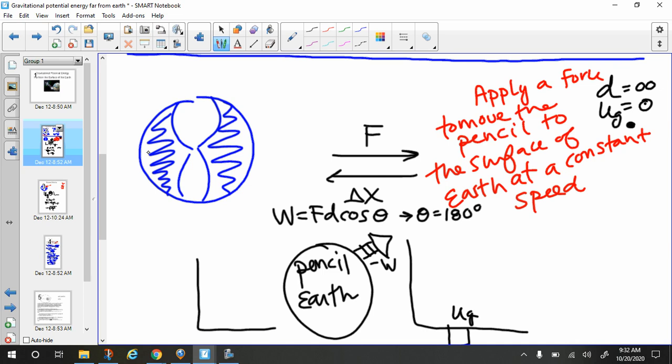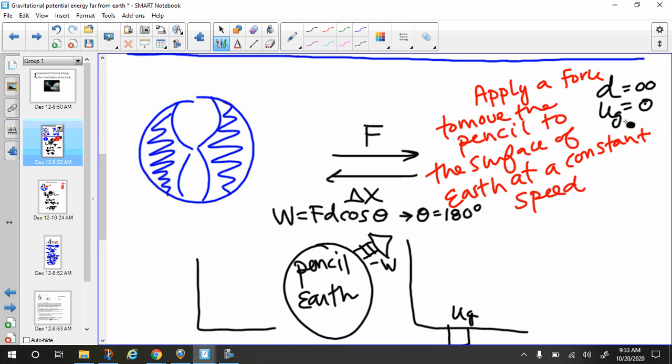So let's say that we have the Earth here, and we're going to take a pencil and move it towards the Earth at a constant speed, and we're going to get it all the way to the Earth's surface. We start off at a distance of infinity. This is a thought experiment, obviously. And so at a distance of infinity, we have zero gravitational potential energy. That's where the zero is set.